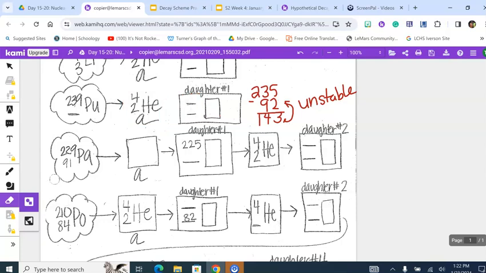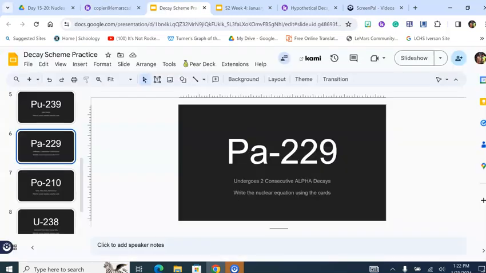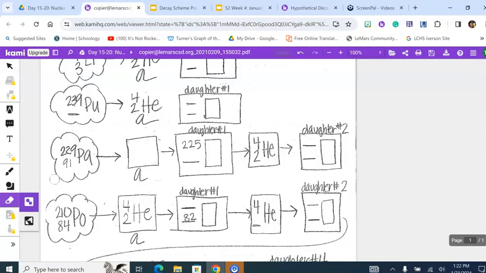Now, some of you are going to try and do all the decays consecutively, meaning you're going to alpha decay, and then you're going to come up with an answer. You can't do that, because you're eliminating a daughter then. We've got to have both daughters. So it should look like this.